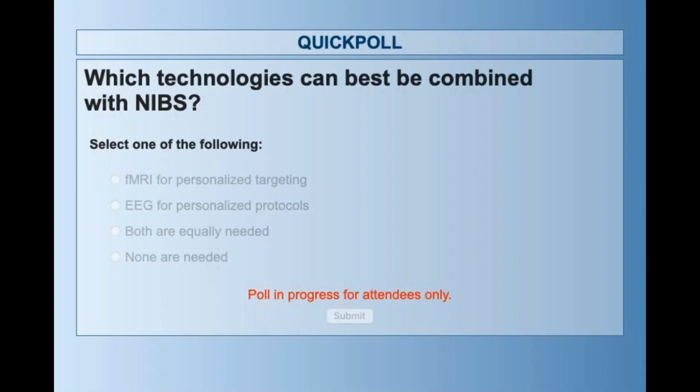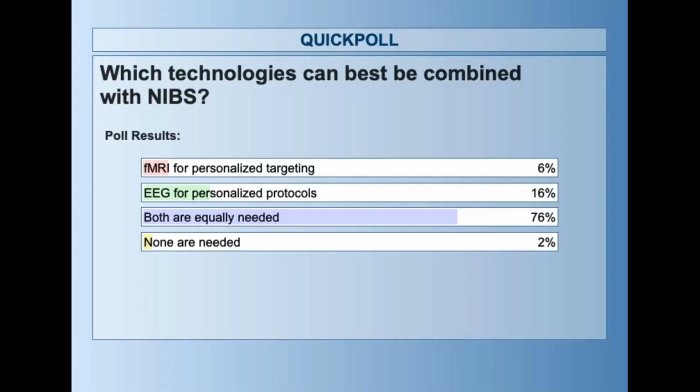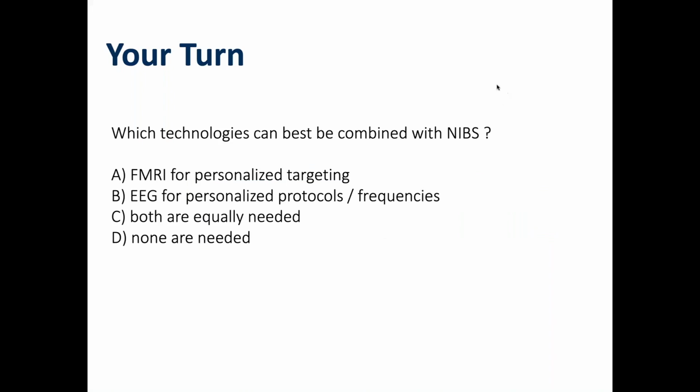Yes, I just closed the poll, and here are the results. The majority, 76%, voted for both are equally needed. 16% voted for EEG, 6% for fMRI, and 2% none are needed. It's very good. You are a very kind audience. So I try to make my point that both are equally needed, and you agree with me, which is nice. Thank you very much. But we can discuss this, of course, also later on.